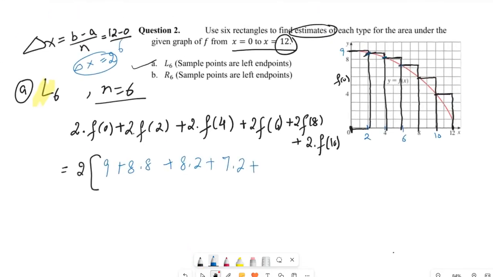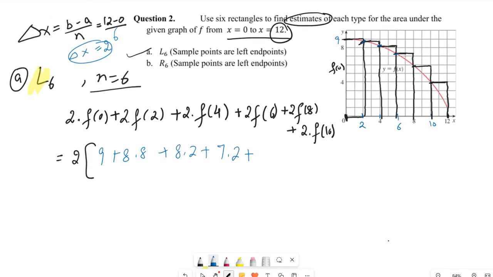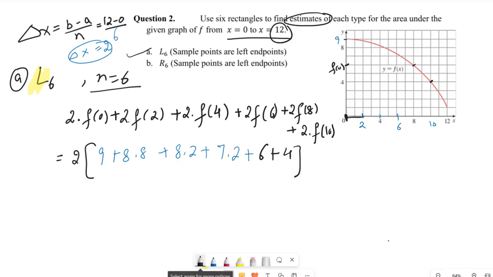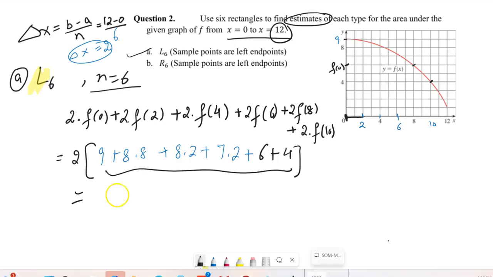F of 6 is, let's say, 7.2. F of 8 is, I'm going to have to erase this so I can see better, F of 8 is approximately 6. F of 10 is approximately 4. And that's the last one, right? The last number is f of 10. So you find the sum of these numbers and multiply by 2, and I'm getting roughly 86.6.